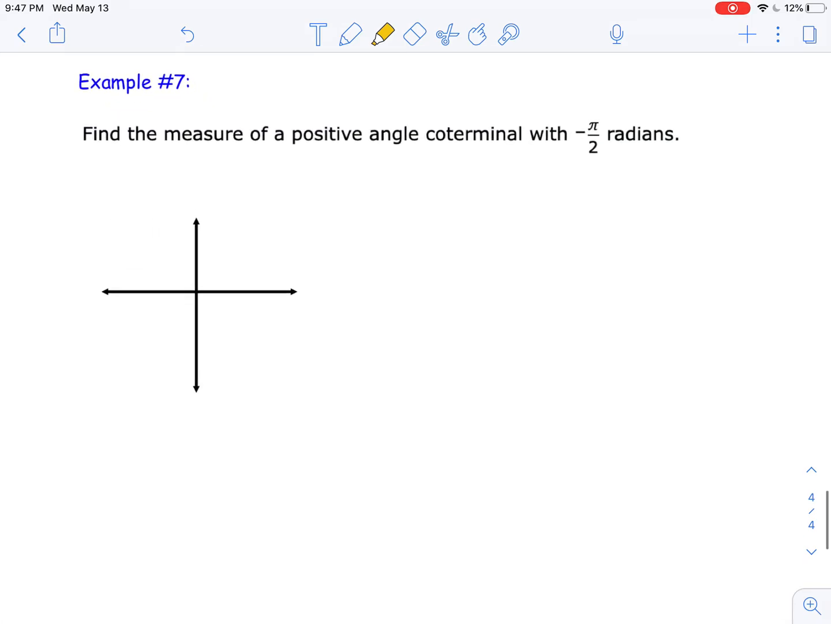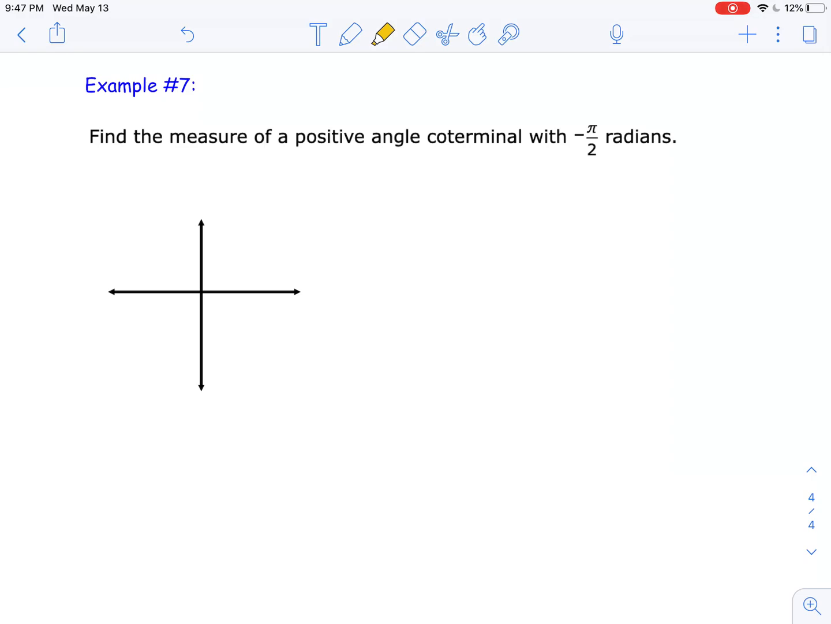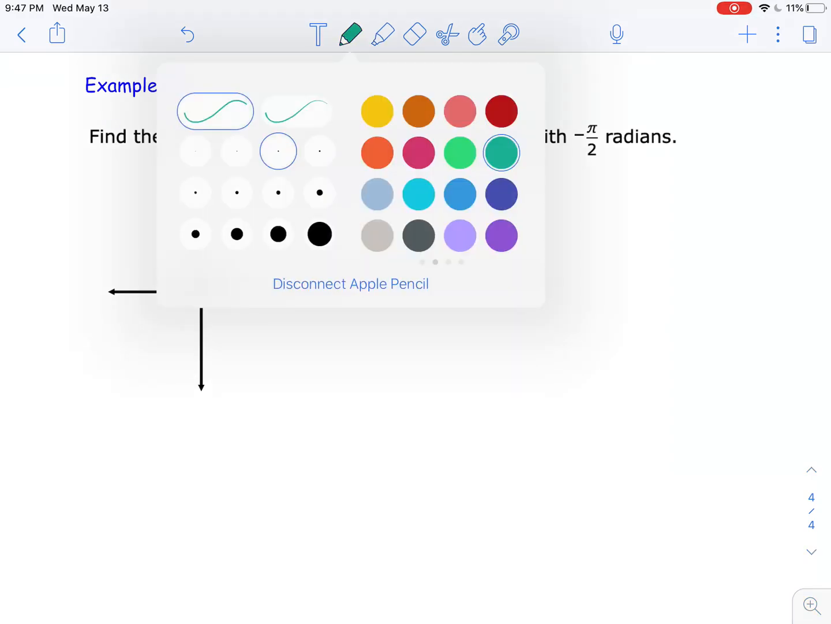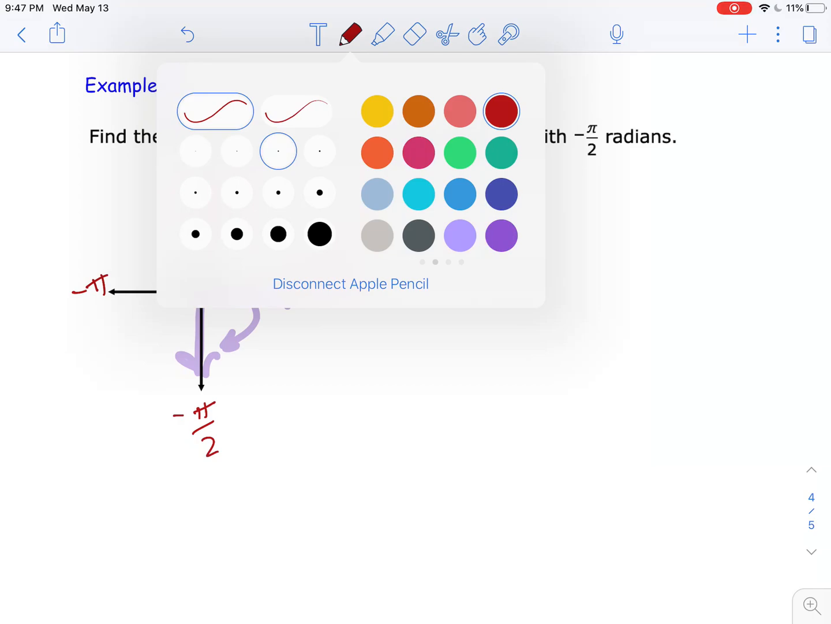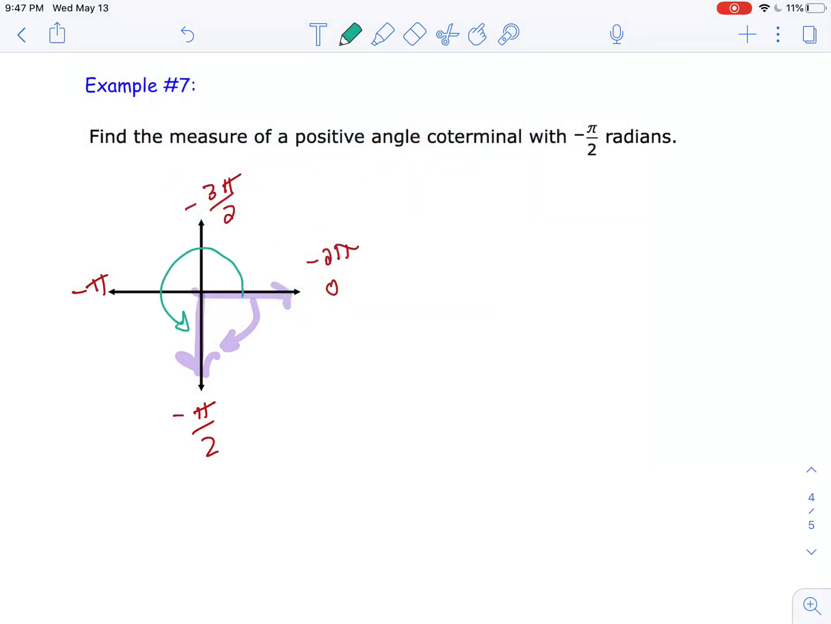And our last example here. Find the measure of a positive angle coterminal with negative pi over 2. So negative pi over 2 is an axis angle. If this is my initial side and I'm opening in the negative direction, this is going to be my angle. I want the positive angle, so I want to think about if I go in the positive direction. If I want a positive, I need to add a positive rotation around the circle, or positive 2 pi.